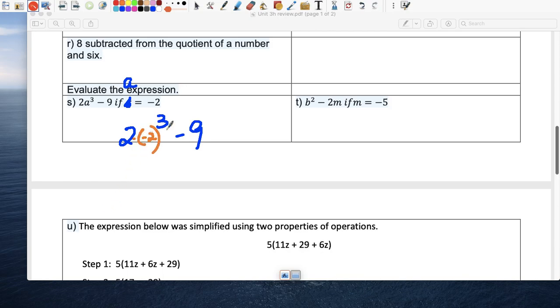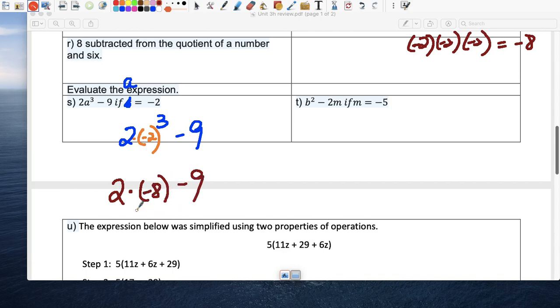So that just becomes a little order of operations problem. First thing we do is the exponent. So we get 2 times negative 2 to the third power, which is negative 2 times negative 2 times negative 2. That's going to give us negative 8. So 2 times negative 8 minus 9. Multiplication, 2 times negative 8 is negative 16 minus 9. And then negative 16 minus 9 is just negative 27.